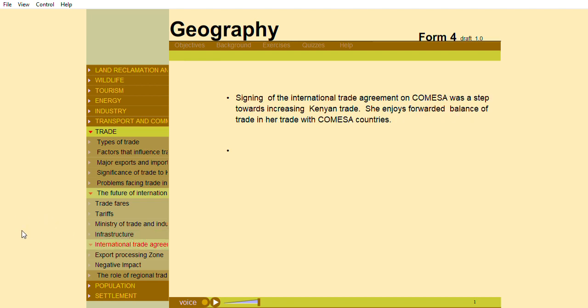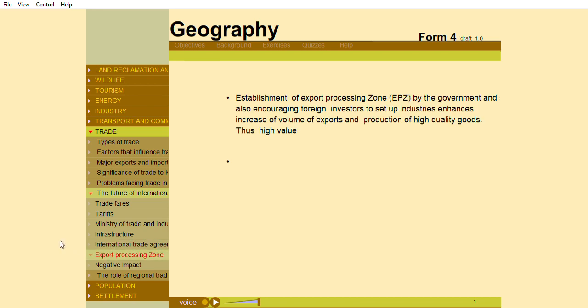Signing of the International Trade Agreement on COMESA was a step towards increasing Kenyan trade. She enjoys a favorable balance of trade in her trade with COMESA countries. Establishment of Export Processing Zones (EPZ) by the government, and also encouraging foreign investors to set up industries, enhances an increase in the volume of exports and production of high-quality goods.